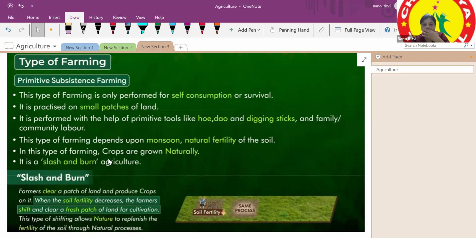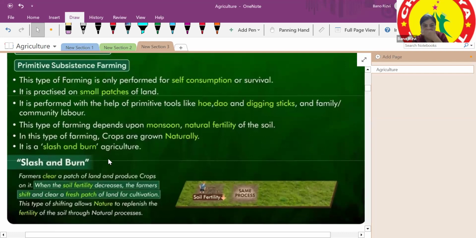So when the farmer clears a patch and produces crops on it, the soil fertility decreases. Then the farmer shifts and clears a fresh patch of land for cultivation. This type of shifting allows nature to replenish the fertility of the soil through natural processes.